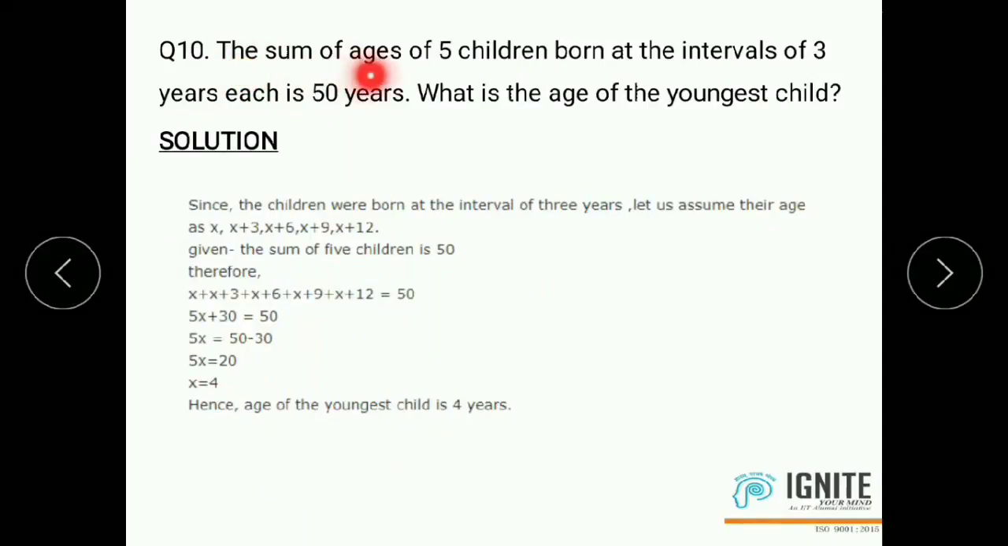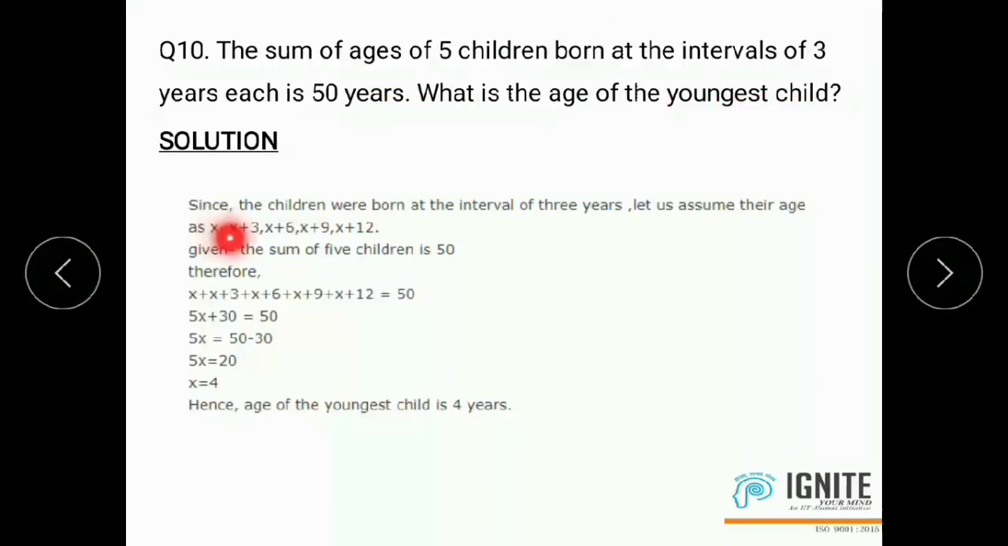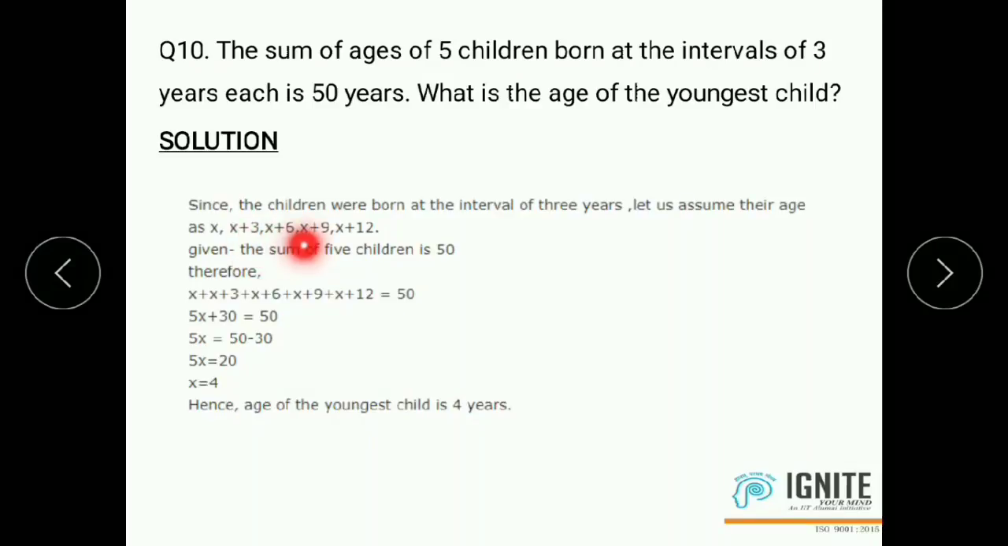10th question, the sum of ages of 5 children born at the interval of 3 years each is 50 years. What is the age of the youngest child? Let us assume their ages as x, x plus 3, x plus 6, x plus 9 and x plus 12. Total sum is given as 50. Then we get x equals 4. X means the age of the youngest child.